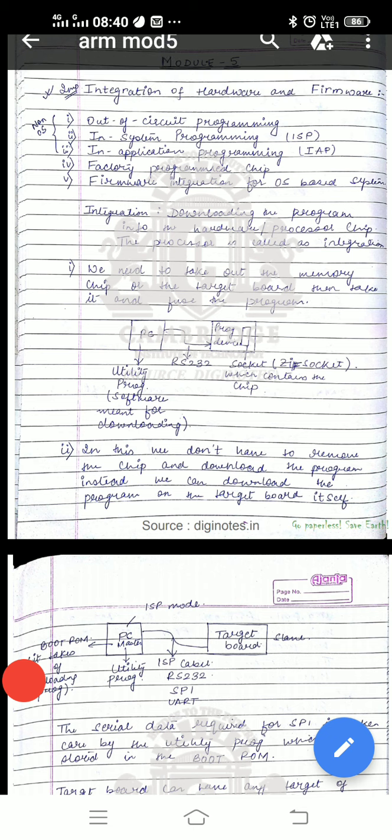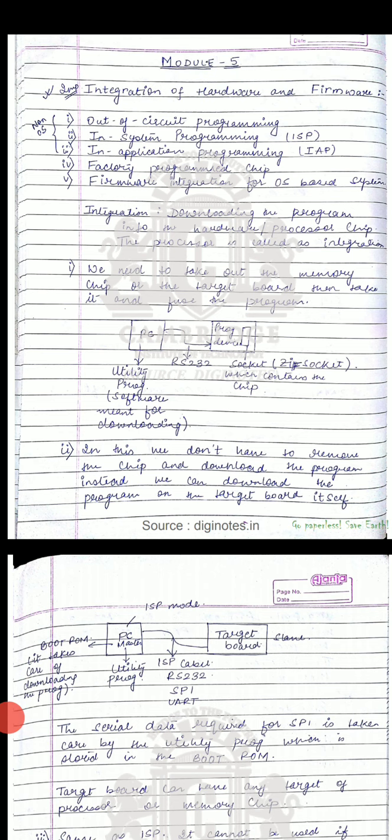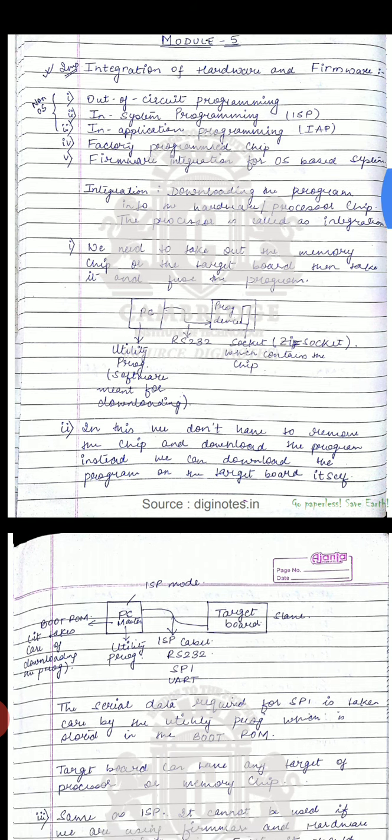The SPI is the serial peripheral interface. The UART is the universal asynchronous receiver transmitter. We can use different communication cables. So this is the target board, or the embedded system. On this embedded system we will have a memory chip. Directly we can download the required program from the PC into the target board using some communication interfaces.